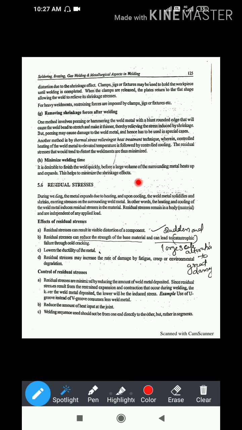If you minimize the welding time and melt the metal within a short time, it is desirable to finish the weld quickly before a larger volume of surrounding metal heats up. Within a short time it affects a smaller area and less metal will be melted. If less metal is melting, there will be less shrinkage. This is one of the important points to keep in consideration for avoiding the shrinkage effects.